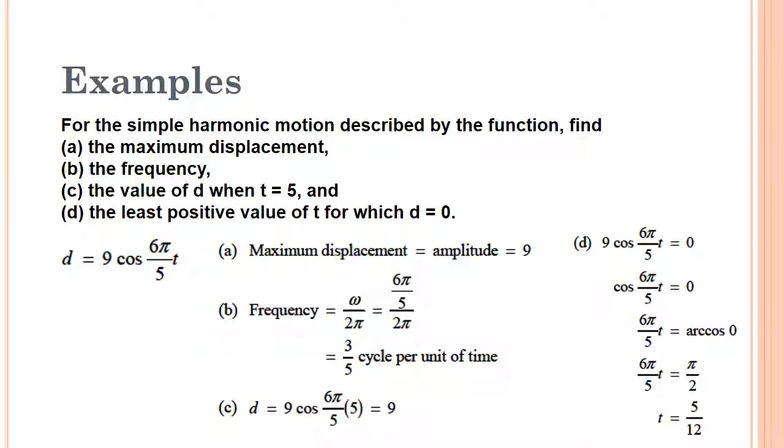And let's see, C, the value of d when t is 5, just put t in and solve, and we get 9. For part D, the least positive value for which d is 0, set it equal to 0, and solve. We get that the arc cosine of 0 is 6 pi 5 times t. The value of the angle when cosine is 0 is pi over 2. And then solving for t, we get 5/12.